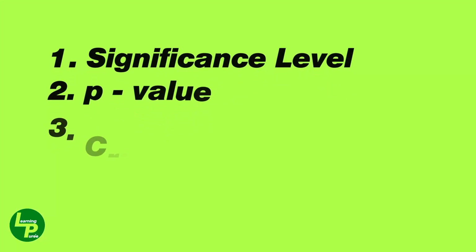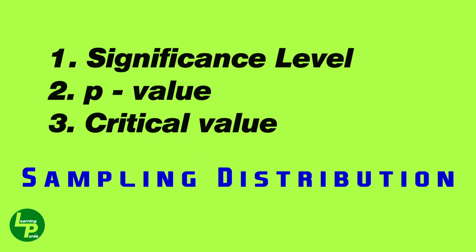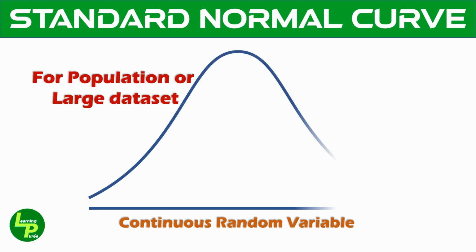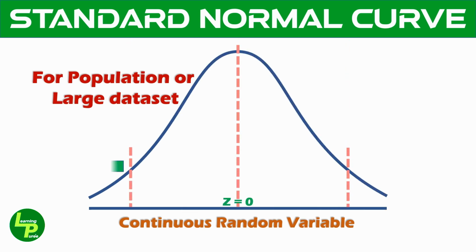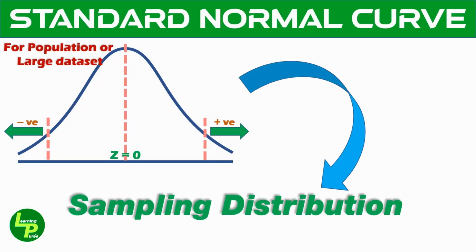To decide significance level and calculate the p-value and the critical value, we need to understand the concept of sampling distribution. Recall from previous videos on probability distribution for a continuous random variable, the population data distribution follows a normal or a bell-shaped curve. Using the same concept, we will introduce a new concept called sampling distribution. We generate and use the sampling distribution since we don't know what the population distribution data looks like.